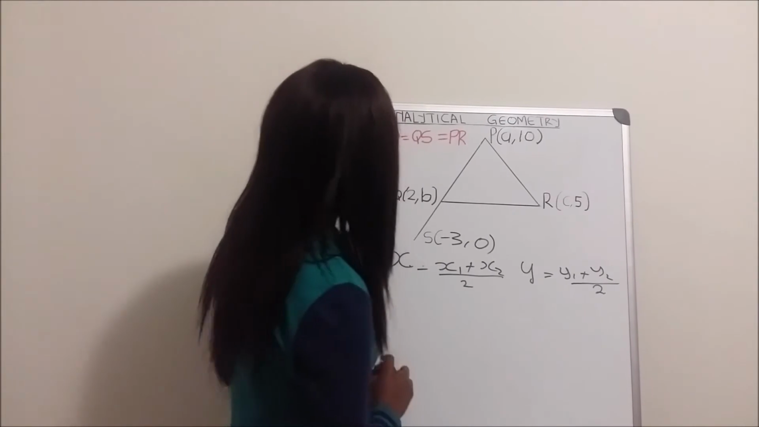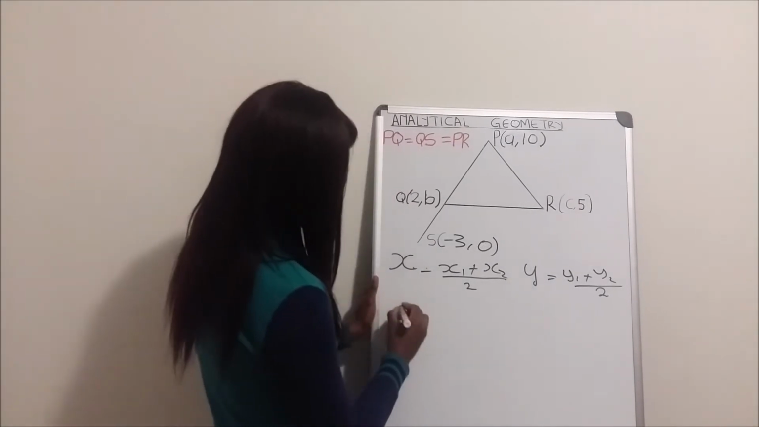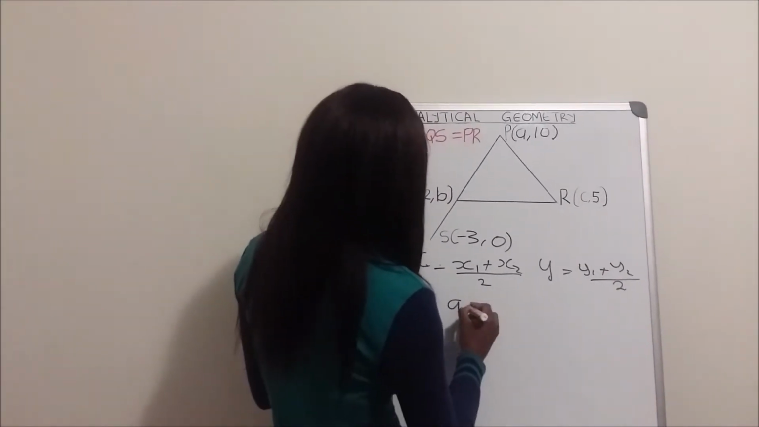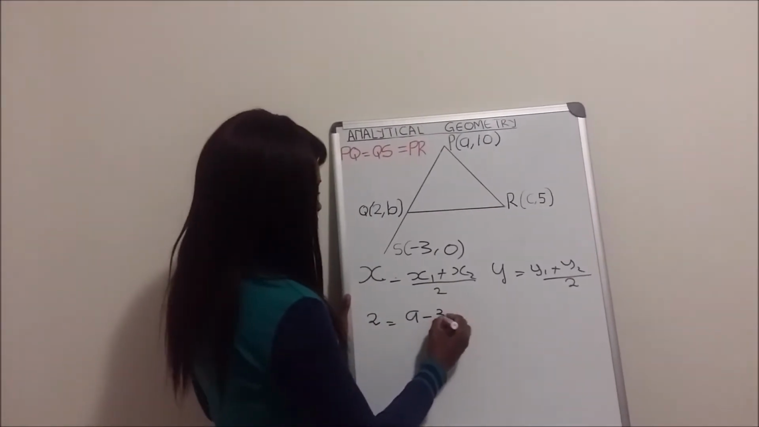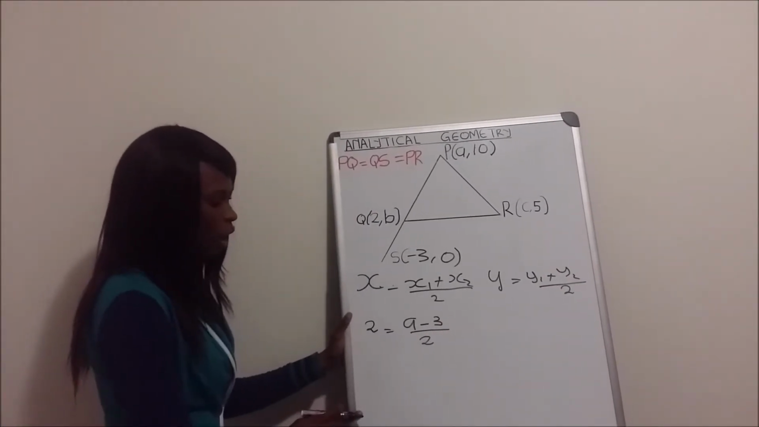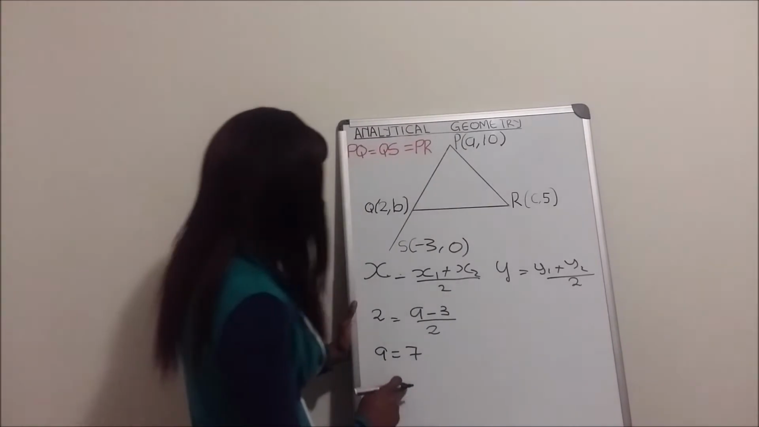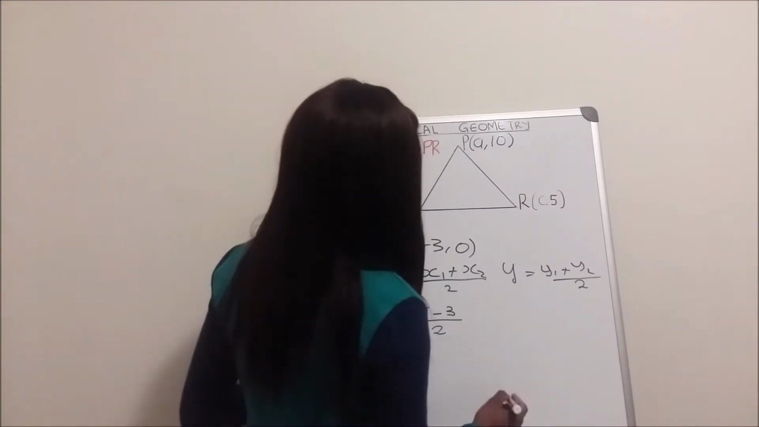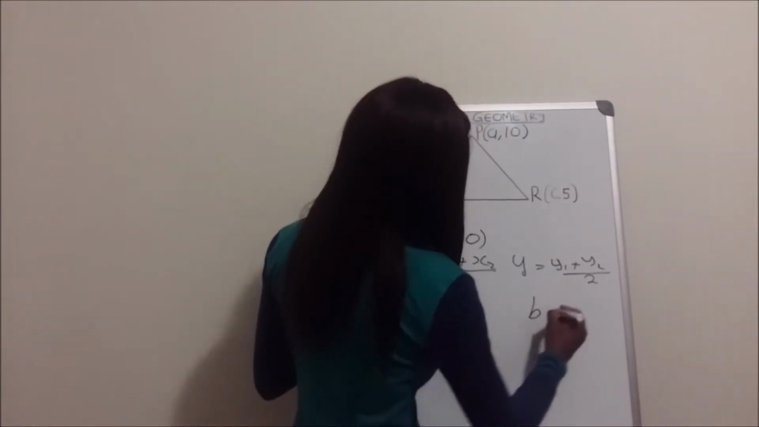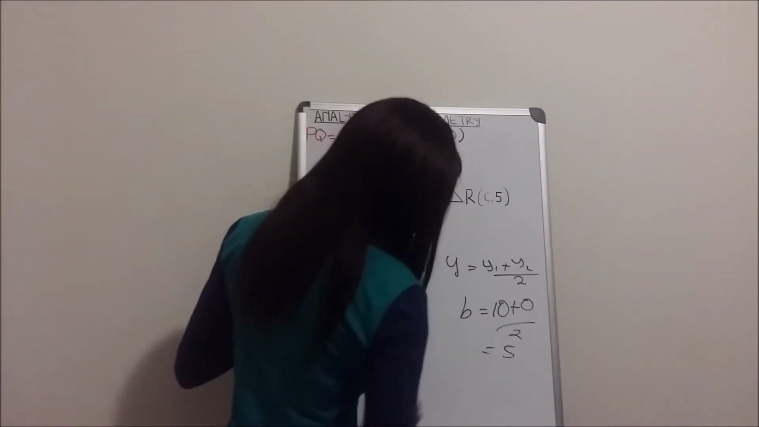Q is the midpoint of line PS. That means that the x coordinate of the midpoint will be equal to 2. It's equal to x1, which is A, the unknown, plus x2, which is negative 3, divided by 2. Multiplying out, this gives 4 equals A minus 3, and A will be equal to 7. Then for the y coordinate, y of our midpoint is B, the unknown. It's equal to 10 plus 0 divided by 2, which gives us 5.